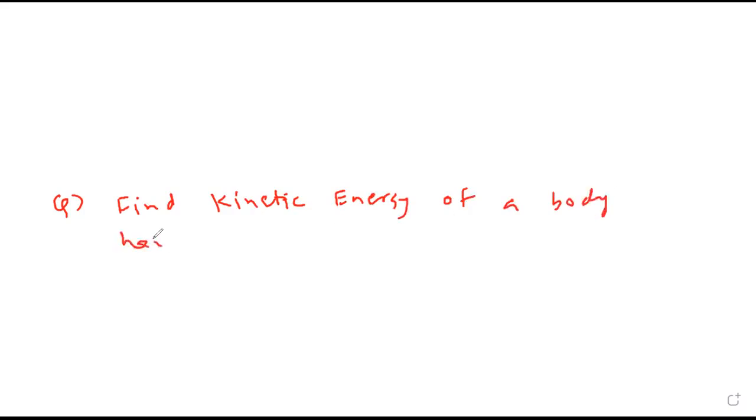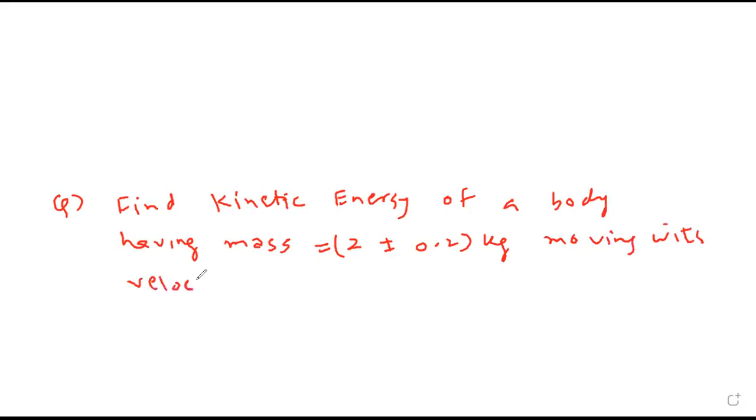This sum write down. Find kinetic energy of a body having mass equals to 2 plus or minus 0.2 kg moving with velocity equals to 1 plus or minus 0.1 meter per second.